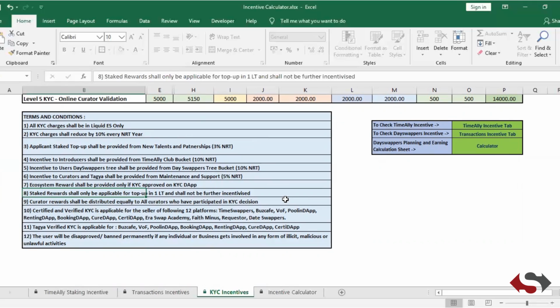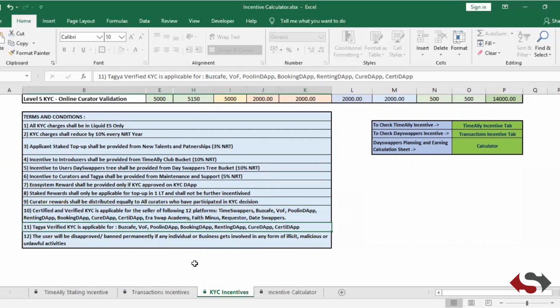So whichever curator is participating in this appropriate KYC decision and giving the correct result shall be receiving the rewards. Verified and KYC is applicable for the seller on the following platforms: Time Swappers, Bus Cafe, Value of Farmers, Pooling Dab, Printing Dab, Booking Dab, Pure Dab.